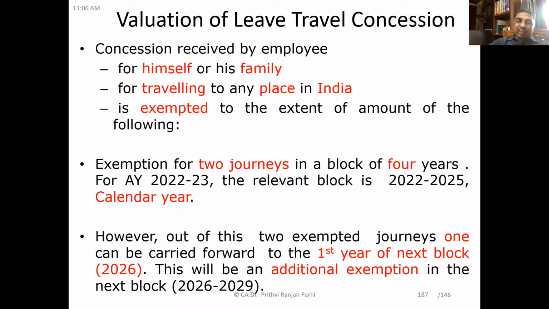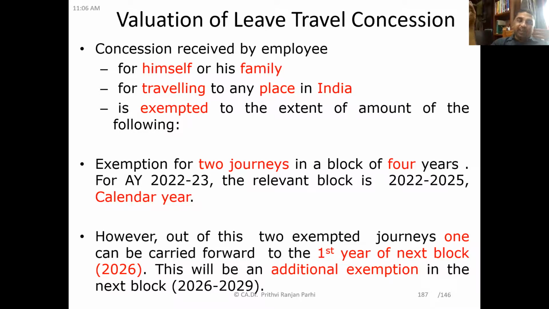So in these 4 years, how many journeys can one undertake which can be exempted? No, 2 journeys in the total 4 years. Not 2 for each year, for 4 years a total of 8, it's not like that. So in this period, he can go any number of times, but a maximum of 2 journeys will be exempted. Is it clear?